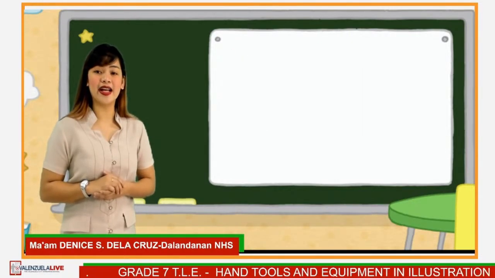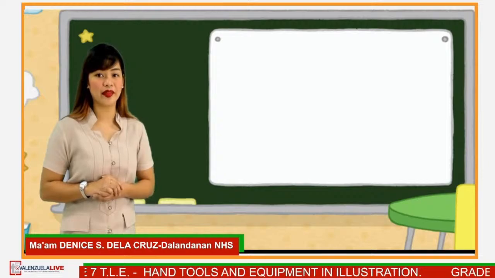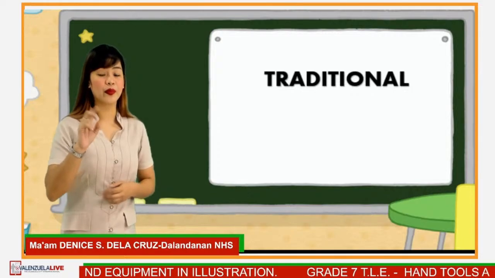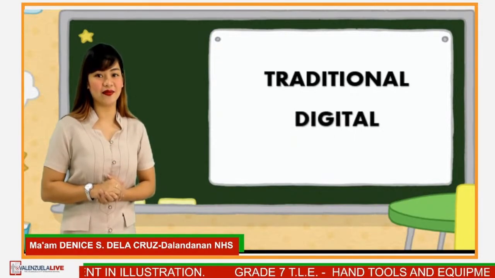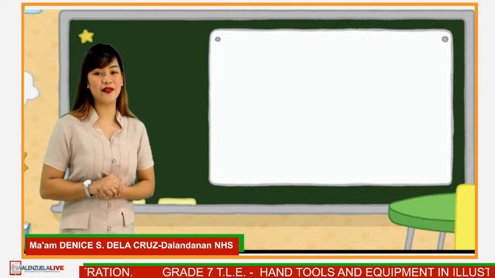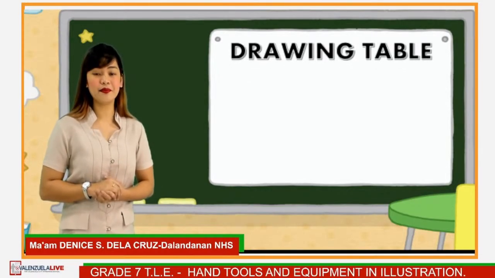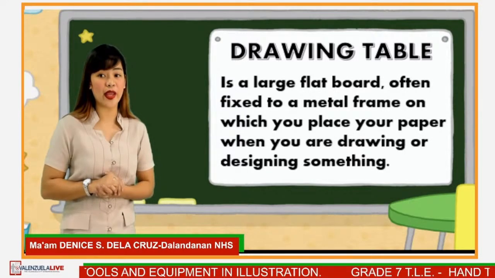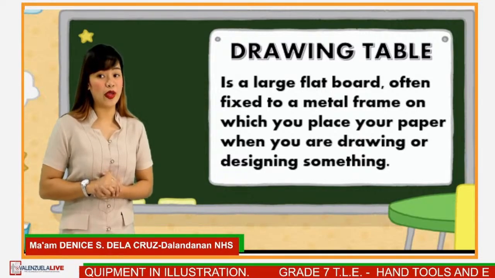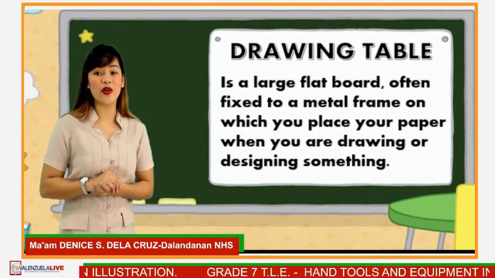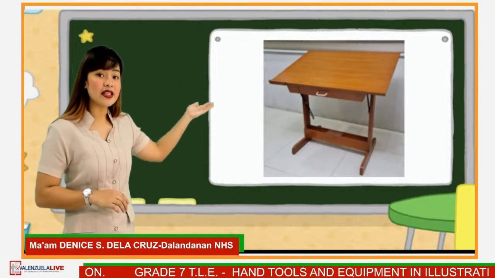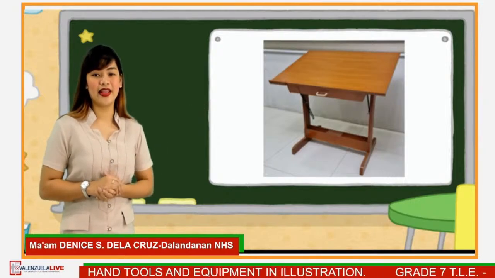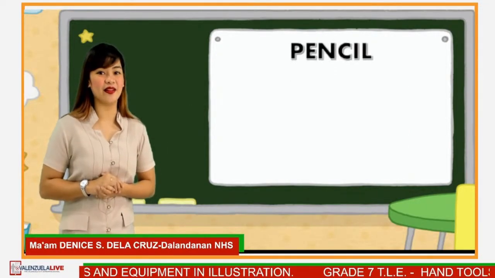Let us talk about the hand tools and equipment used in illustration. Hand tools and equipment in illustration can be categorized into two: the traditional and digital. For the traditional, we have the drafting or drawing table. A drafting table is a large flat board, often fixed to a metal frame so that it looks like a desk, on which you place your paper when you are drawing or designing something. This is what we call the drafting or drawing table.